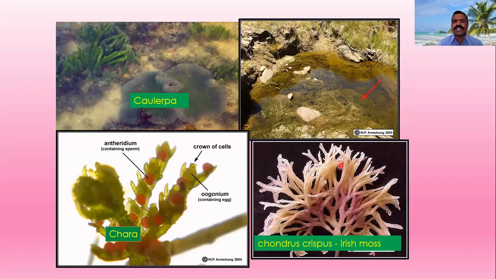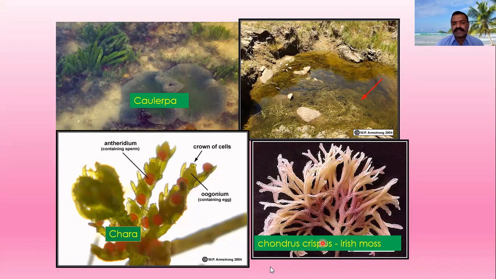So in this image, what we observe is Caulerpa. Caulerpa is the larger body. And the Chara. Have you ever heard about the term Chara? It belongs to green algae, Chlorophyceae members. Okay, Chara. Have you ever seen Chara? Anybody? This Chara is also used as a food material.